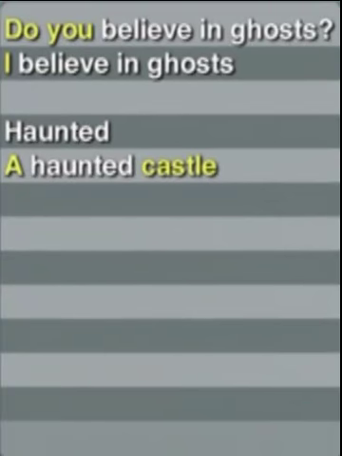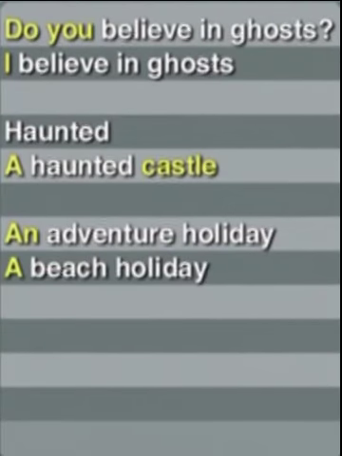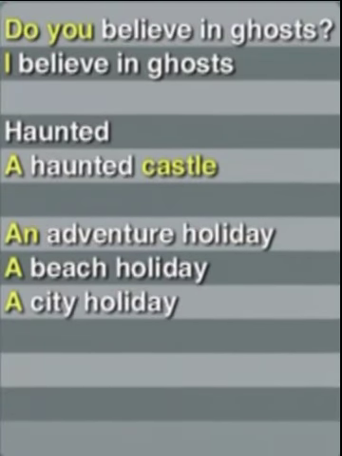Now, there are lots of different kinds of holidays, and the holiday Christine just told us about is an adventure holiday. Looking for ghosts in a castle is an adventure. But personally, I prefer beach holidays. They are definitely more relaxing. Or perhaps you prefer city holidays. A city holiday is when you visit a city.